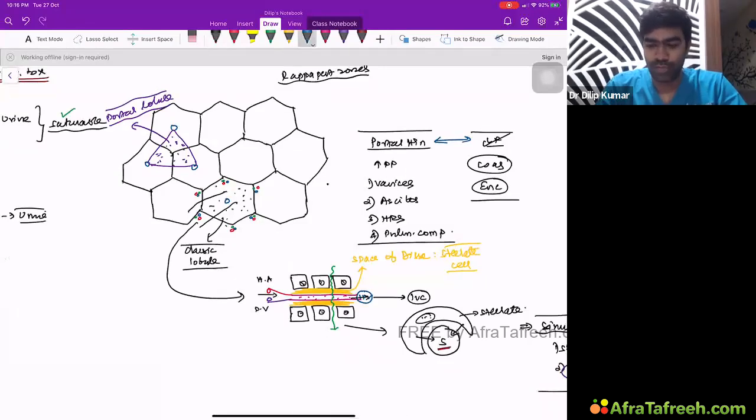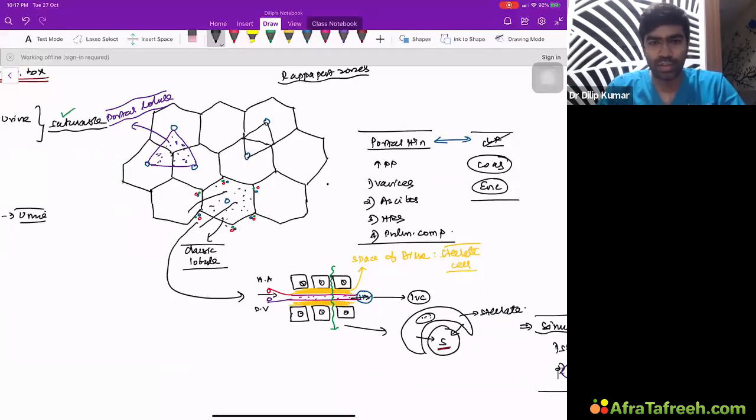Typically what we do is we take 2 portal veins and 2 central veins and form a quadrangular area. Instead of forming a triangular area, you form a quadrangular area like this. Once you form a quadrangular area like this, you can divide this into 3 zones.